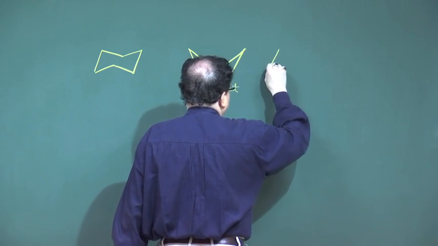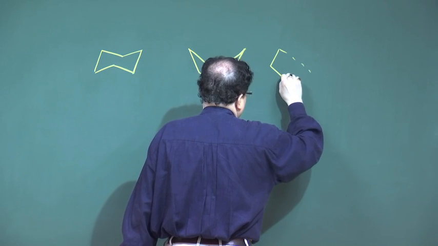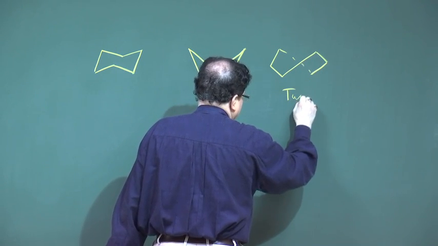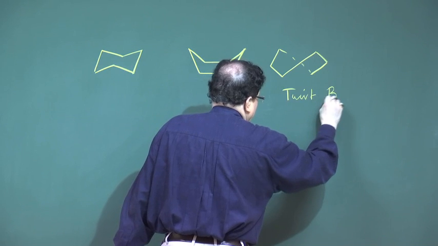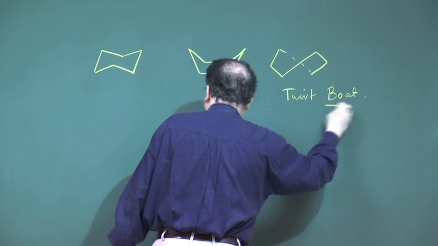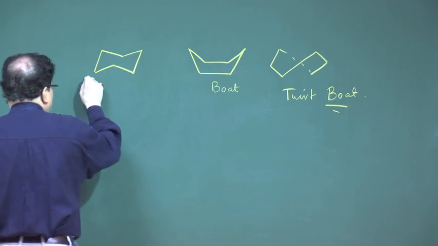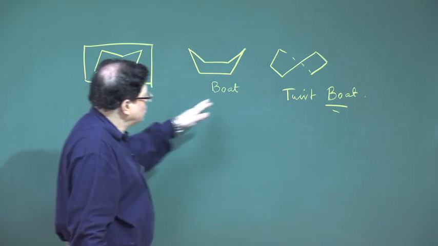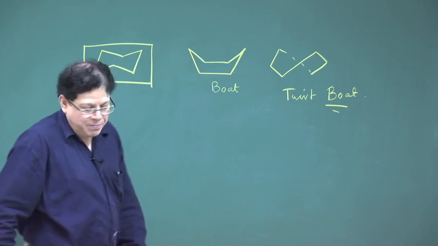What is a conformer? What is called a twist boat. But in most of the cases, it is the chair conformation which is the predominant form. So, in our discussion, this boat or twist boat will come very rarely.